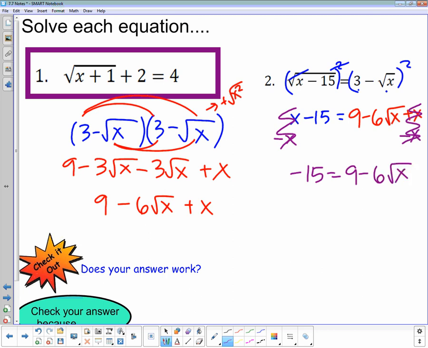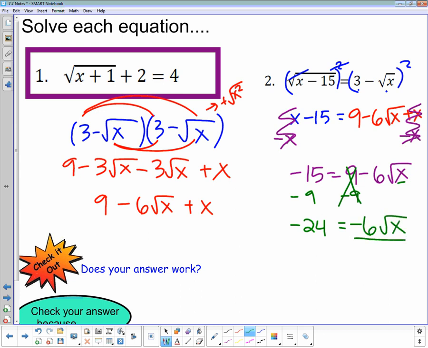I'm getting closer. Now I only have one variable left to deal with, which is good. I'm trying to get that variable alone. I have a constant of 9 that I have to subtract. Negative 15 minus 9 gives me negative 24. These go away. I'm left with negative 6 times the square root of x.